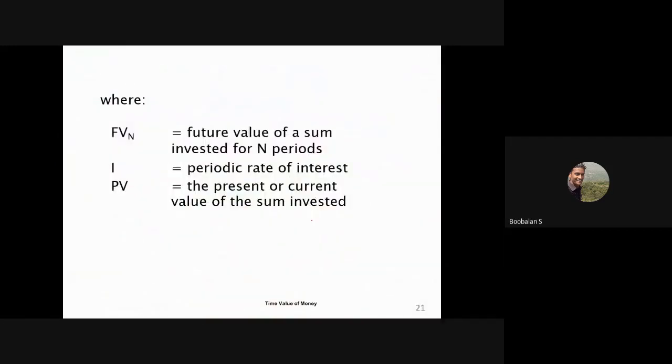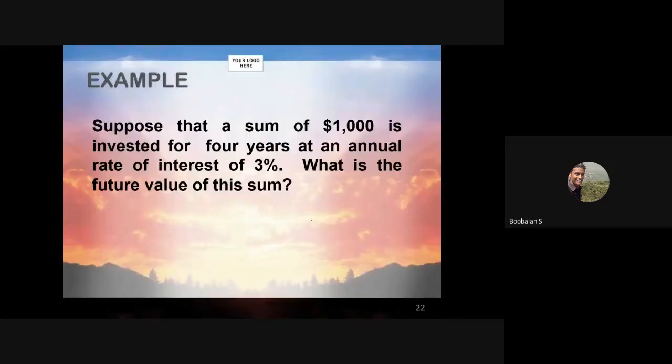This is a simple formula, and we'll have a small example for better understanding. Suppose a sum of $1,000 is being invested. This is my PV. We are holding it for 4 years at an interest rate of 3%. What will be the future value of the sum?